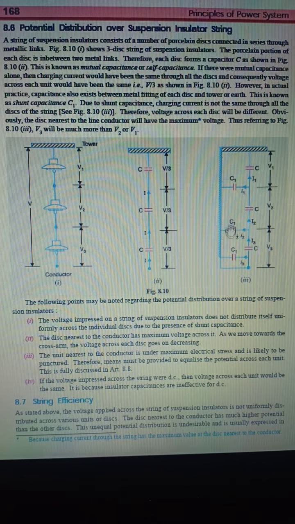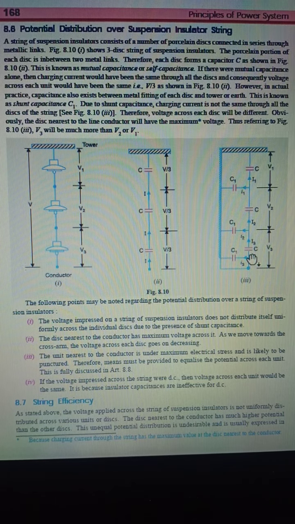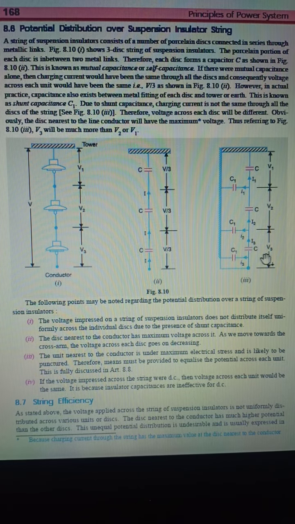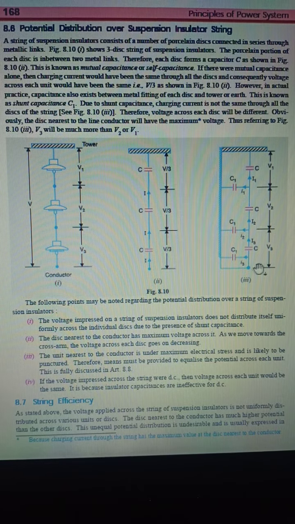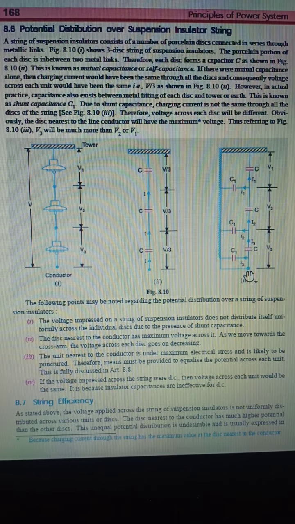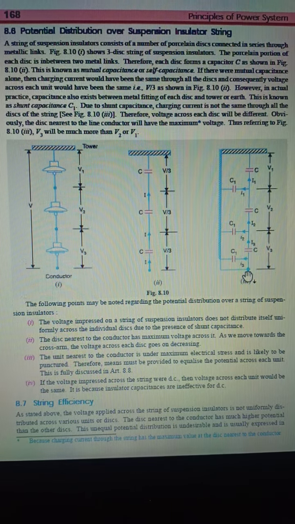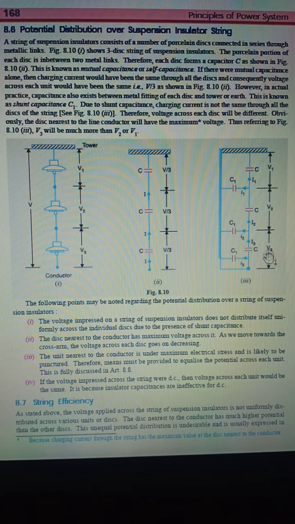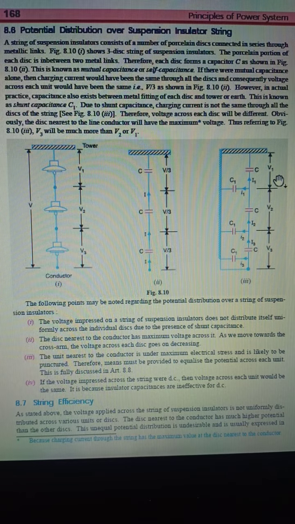The maximum voltage is across the insulator V3, because it is nearer to the conductor or line. So V3 is more than V2 and V1.